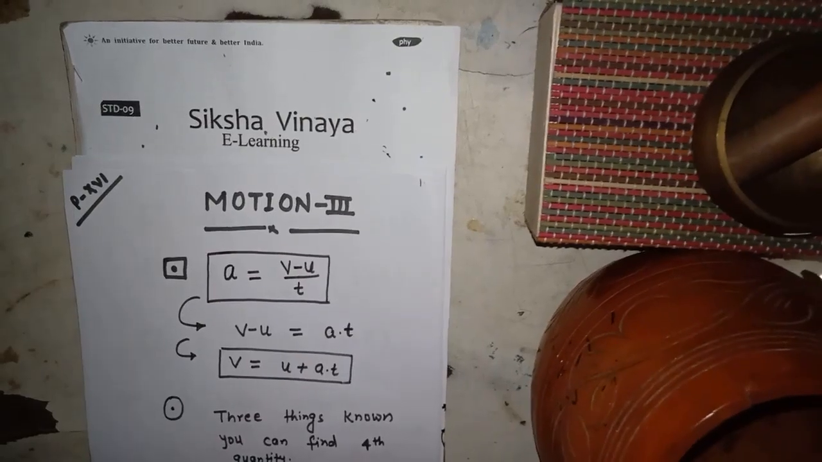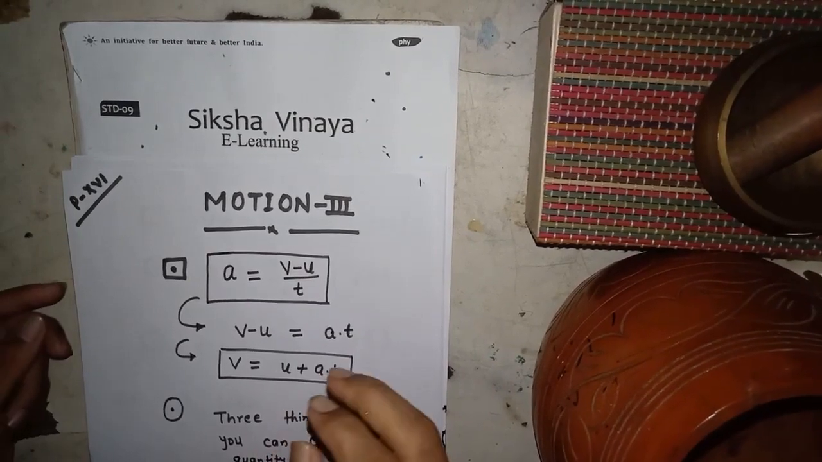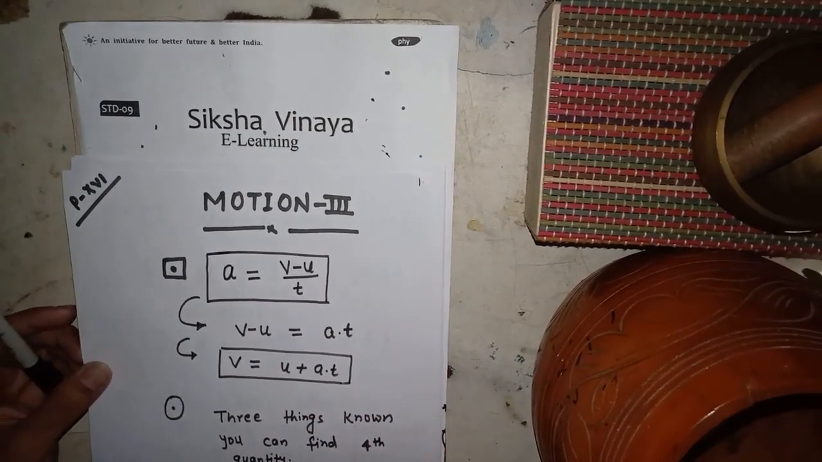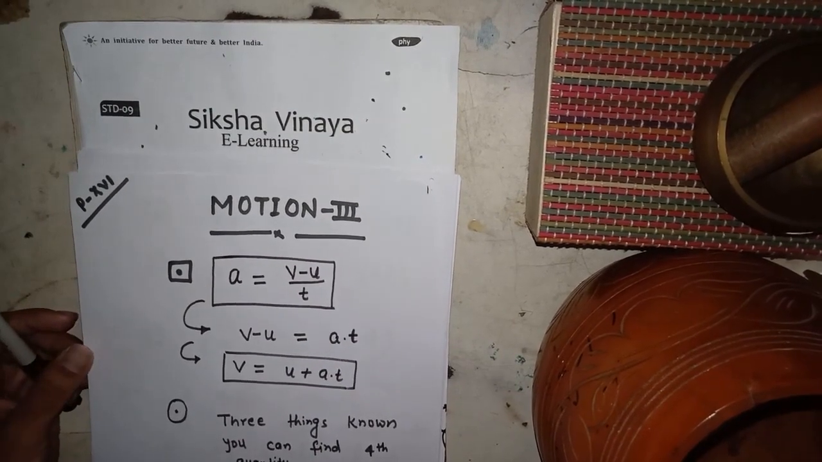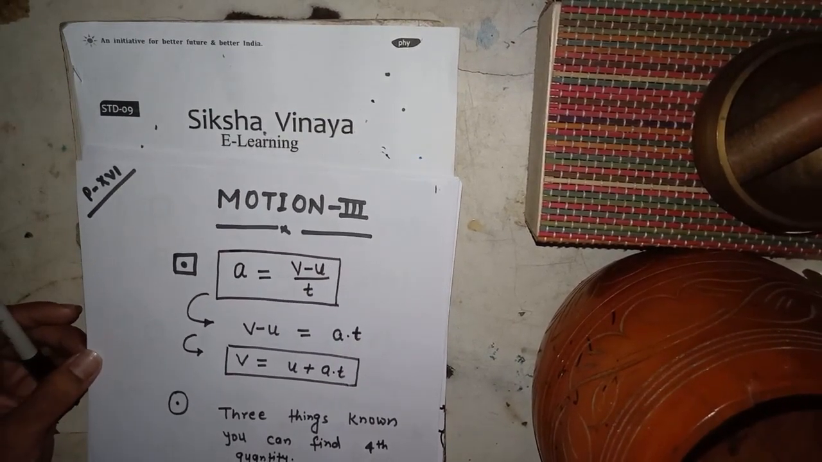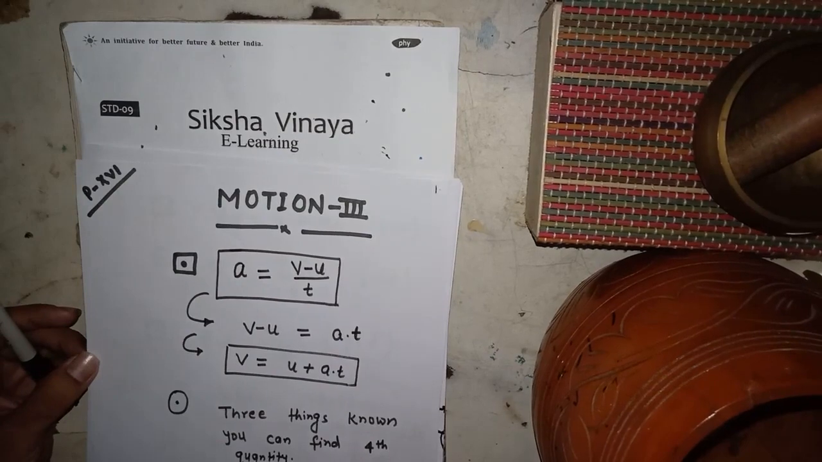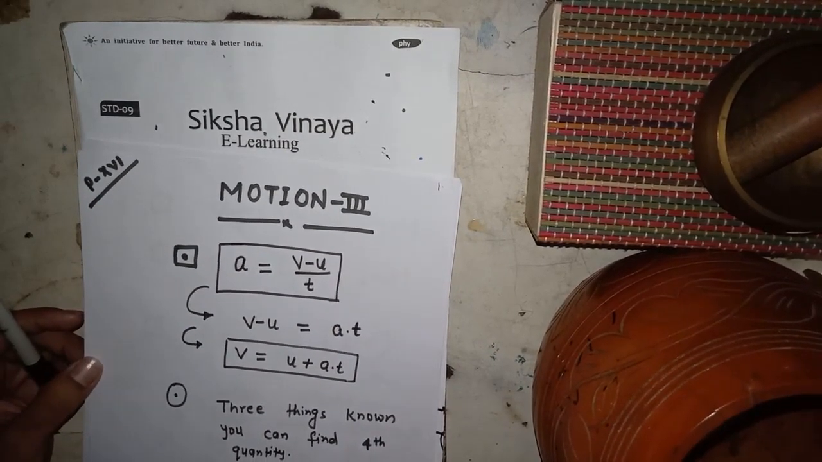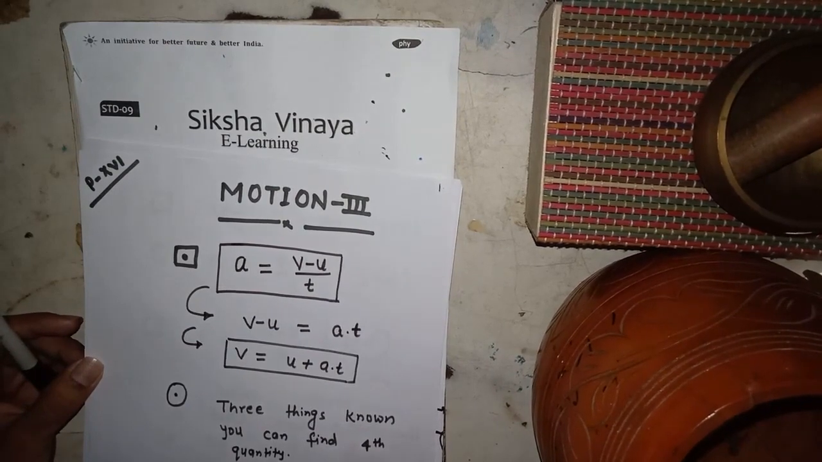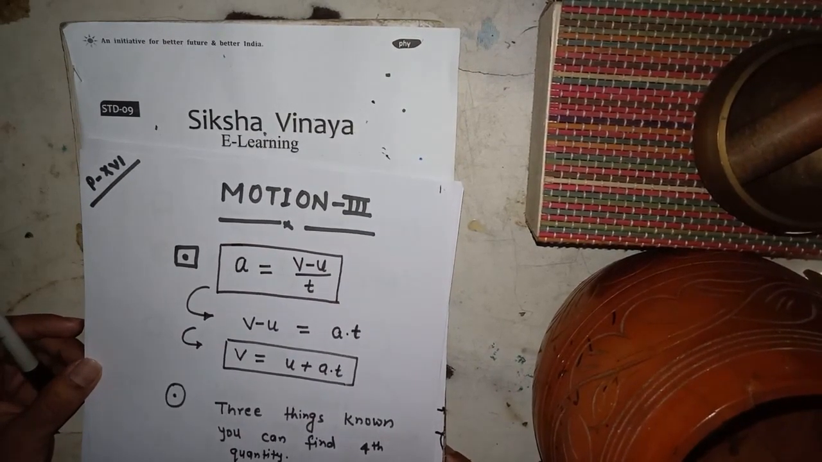I am going to deliver the lecture about kinematics for study 9, part 6. In the previous lecture, I dealt with the kinds of motion that are uniform and non-uniform.